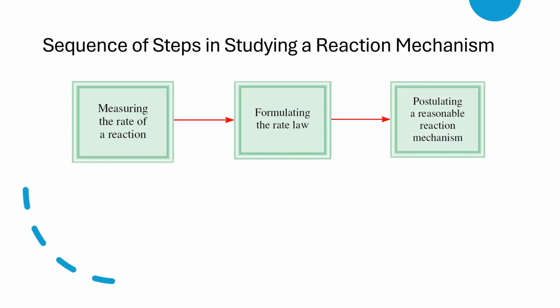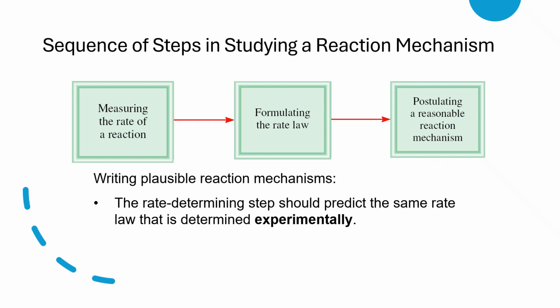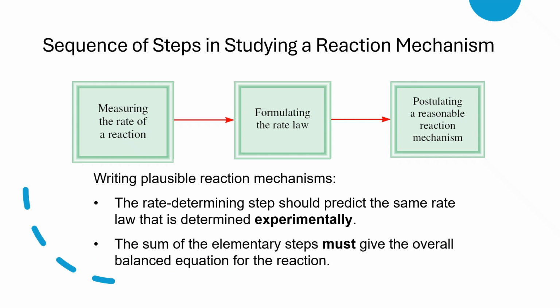Then having this in hand, it can help us to postulate a reasonable reaction mechanism and to propose which of our elementary steps might be rate determining. The rate determining step should predict the same rate as the rate law that is determined experimentally. They are two different things, and yet in the end, they must be the same. And as we have previously noted, the sum of the elementary steps must give the overall balanced equation for the reaction.